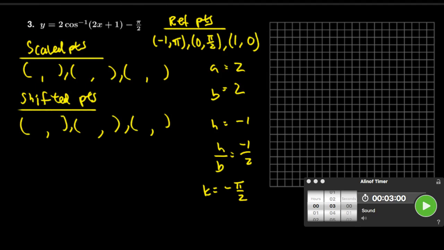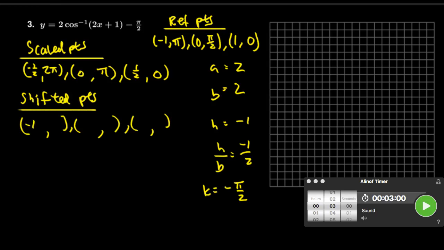So, scale points, we're going to multiply all of the y values by 2, so we get 2 pi here. Then we get pi, and then 0. Alright, now we're going to divide by 2 for all the x values. So we get negative a half, 0, 1 half. Alright, h over b, we're going to add that to all of the x values. So negative a half minus a half is going to be negative 1.